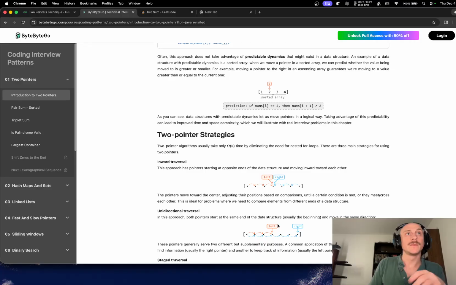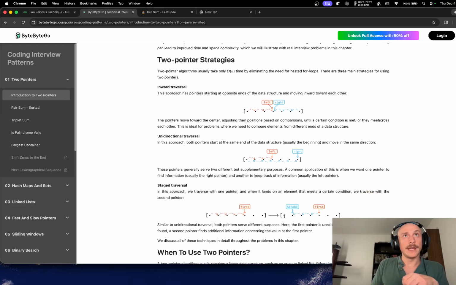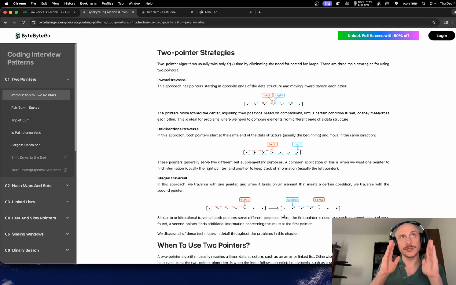So, as we continue, as you can see, data structures with predictable dynamics let us move the pointers in a logical way. Taking advantage of this predictability can lead to improved time and space complexity, which we will illustrate with real interview problems in this chapter. Now, let's take a look at the various sub strategies that can be utilized for this overall topic.